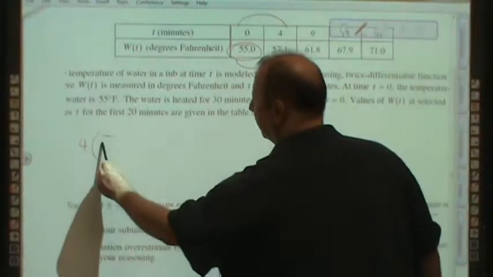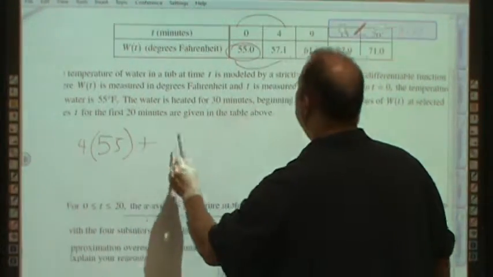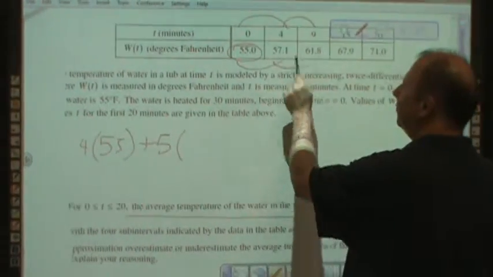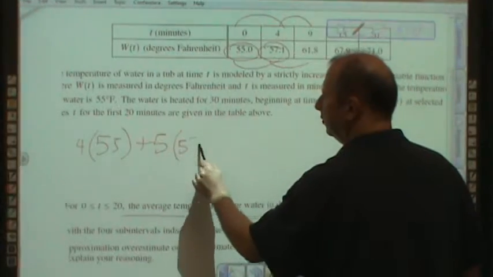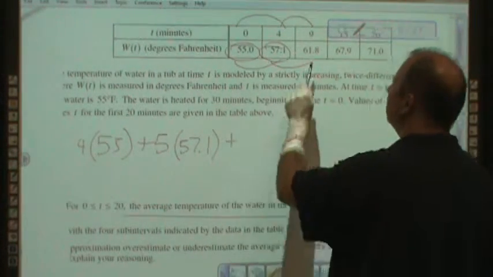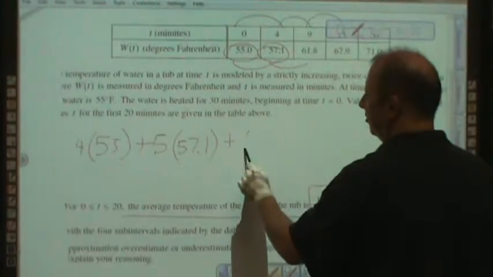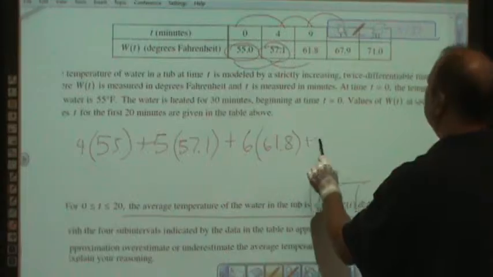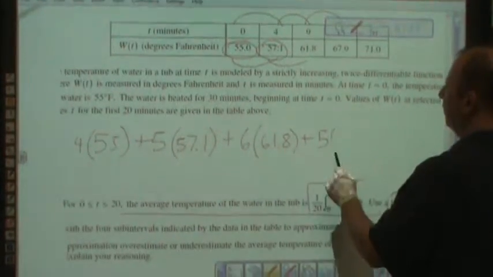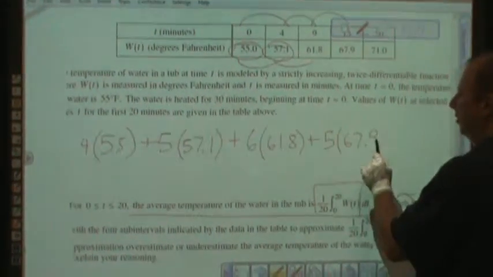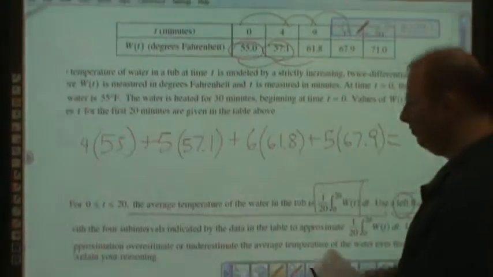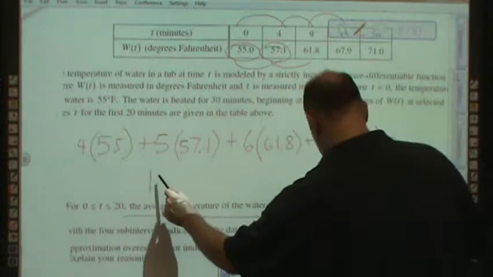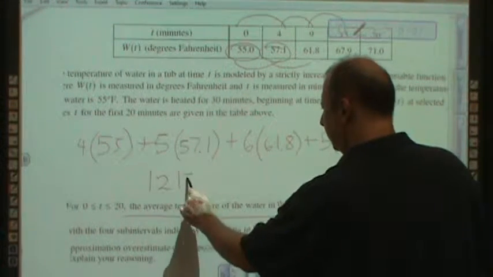So 4 times 55, plus, from here to here is 5, 5 times 57.1, plus, from here to here is 6, 6 times 61.8, plus 5 times 67.9, and ultimately the answer is 1,215.8.